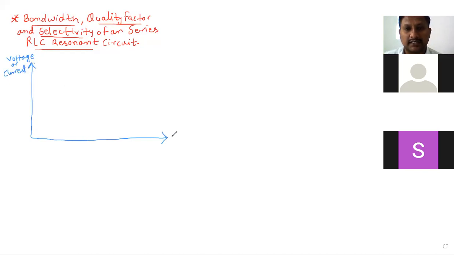On the x-axis, the frequency will be there, measured in hertz. It will start from 0 up to infinity. On the y-axis, I will take current or voltage. Already we have learned the current and voltages in a series resonance circuit, so in that, the current graph will be like this.